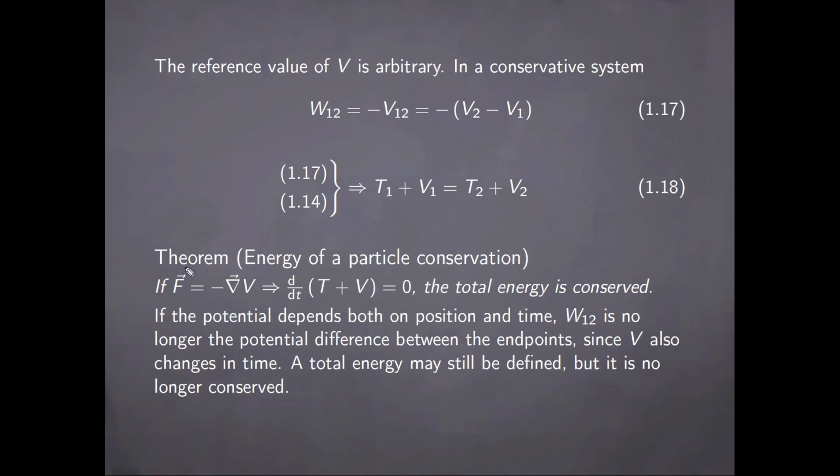Therefore, the theorem regarding the conservation of the energy of a particle states that if F is equal to minus the gradient of a scalar function, then the time derivative of the sum between kinetic and potential energy is 0, or in other words, the total energy is conserved. If the potential depends both on position and time, the work is no longer the potential difference between the endpoints, since the potential also changes in time. A total energy may still be defined, but it is no longer conserved.